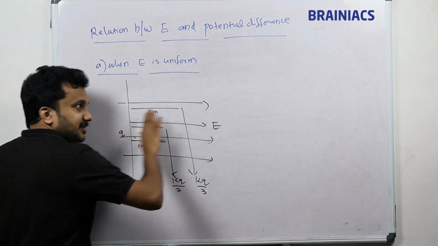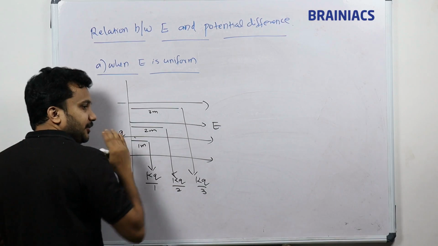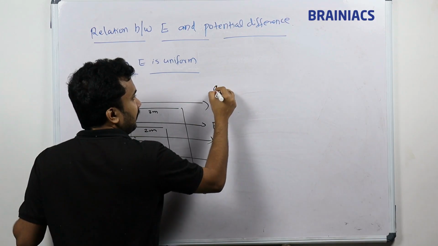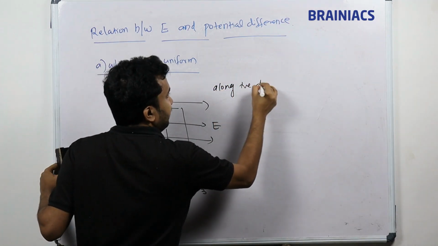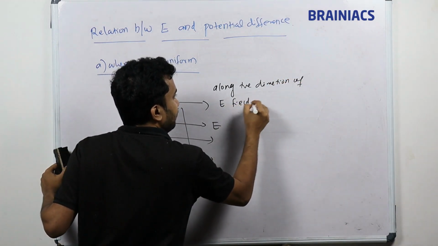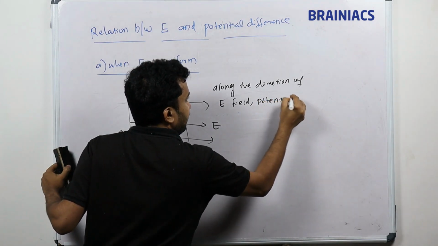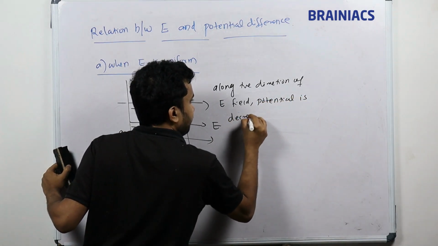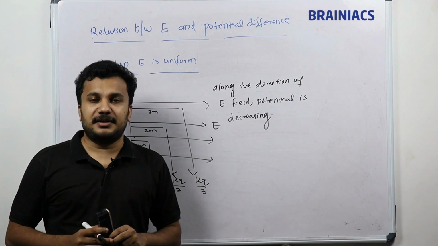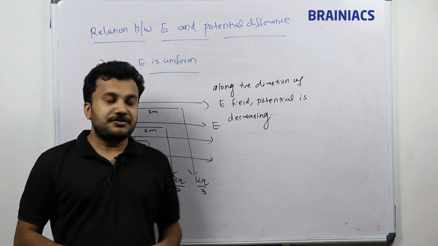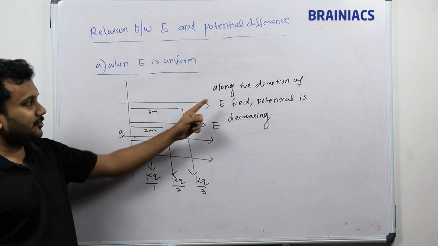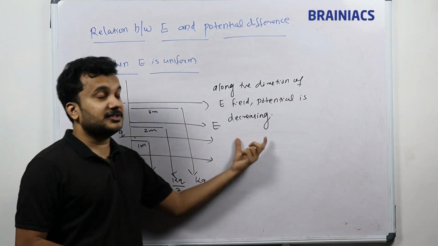So this is the direction of electric field. If you are going from left towards the direction of electric field, potential is reducing. So this is an important point, write down: along the direction of electric field, potential is decreasing. Along the direction of electric field, potential is decreasing. Okay, so now we have seen the potential decreases along the direction of electric field. This is an important point.